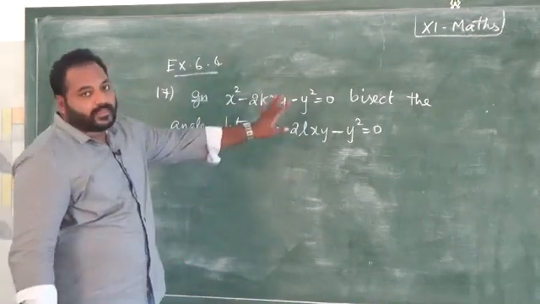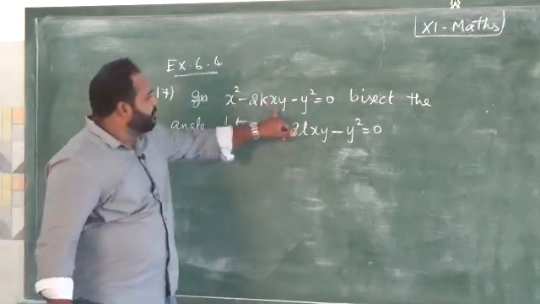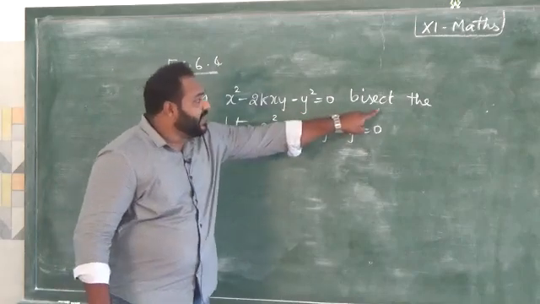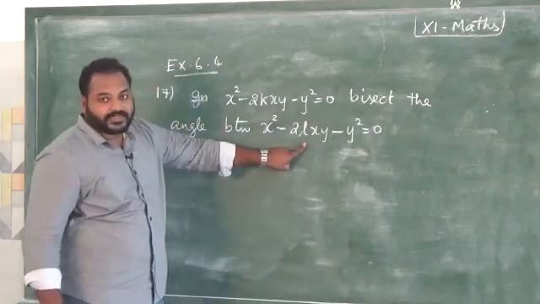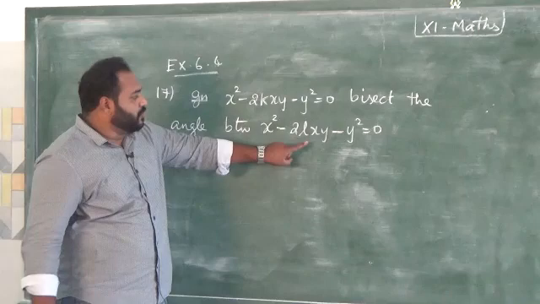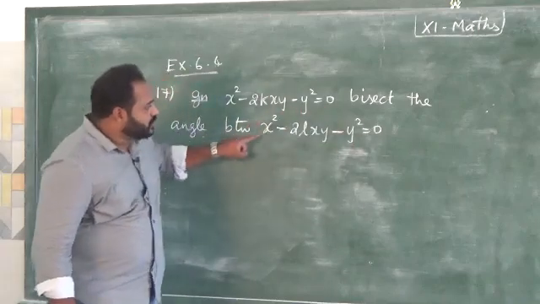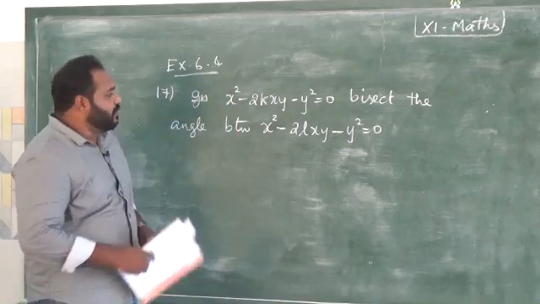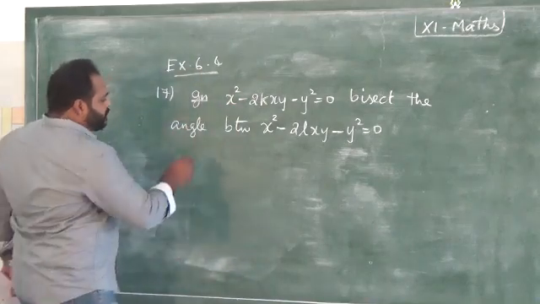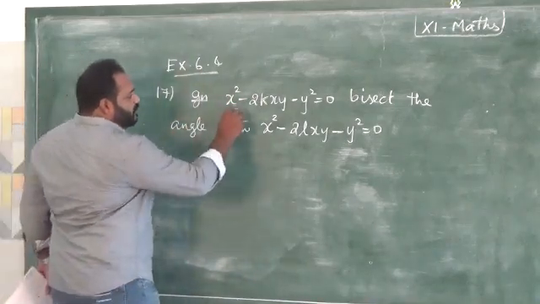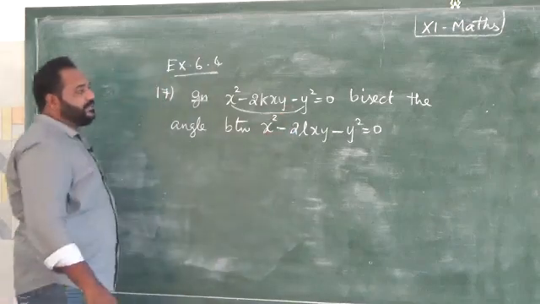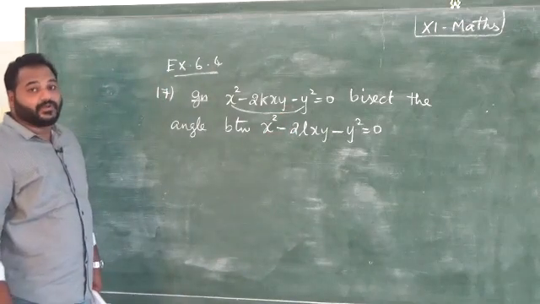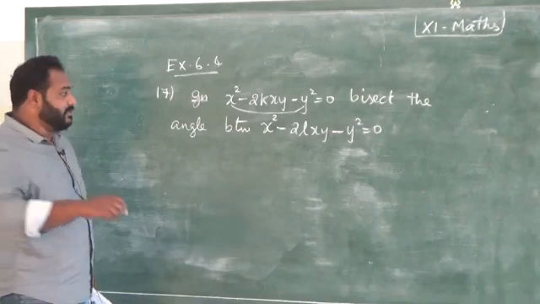See here, the given is this pair of straight lines bisect the angle between this pair of straight lines. Here we have to prove this pair of straight lines also bisect the angle between this pair of straight lines. First, I am going to take this pair of straight lines and find out the equation of the angle bisector.